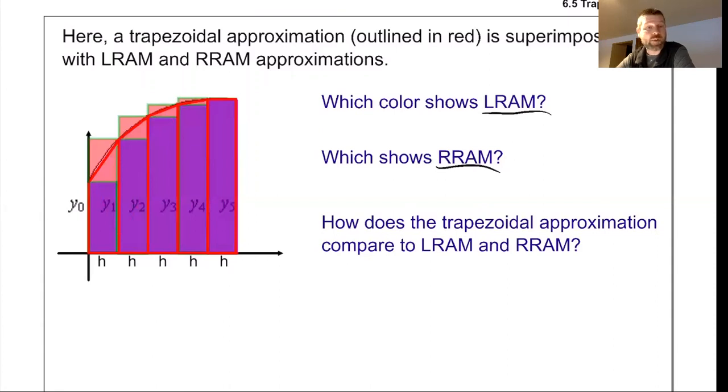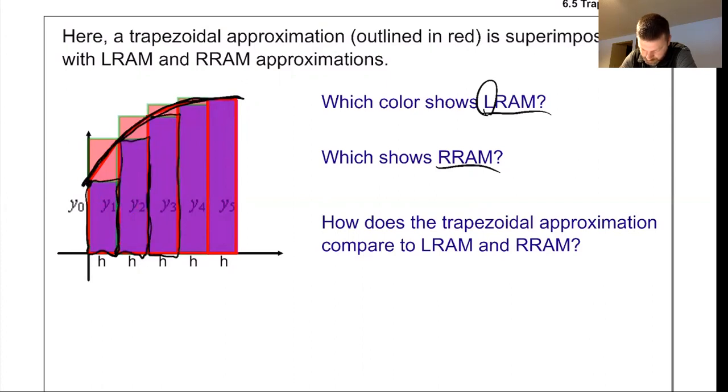All right, LRAM again has the left-hand corner hitting the curve. Since this is my curve right here, the left-hand corners of the purple rectangles are hitting that curve. So the purple rectangles are LRAM. RRAM, of course, has the right-hand corners hitting the curve. They are the pink ones because there's a right-hand corner, and those pink ones are hitting the curve with the right-hand corners.